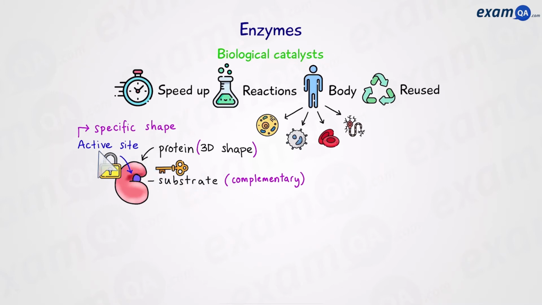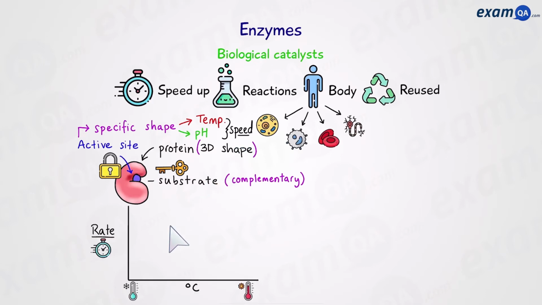Now, this shape of the active site can be affected by changes in temperature or pH. And if these two change, that means the speed of the enzyme can also be affected. So let's see how temperature and pH affect the speed of an enzyme. Let's start with temperature. So on the x-axis we have temperature, starting from low going to high, and on the y-axis we have the speed or rate of reaction.